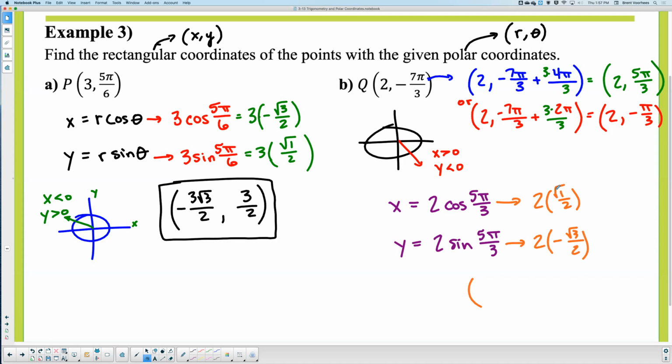What is 2 times 1? 2 divided by 2? We'd have a 1 there, and here I'd have, that's just going to be negative square root 3. The 2's will cancel each other out. That is my second point.